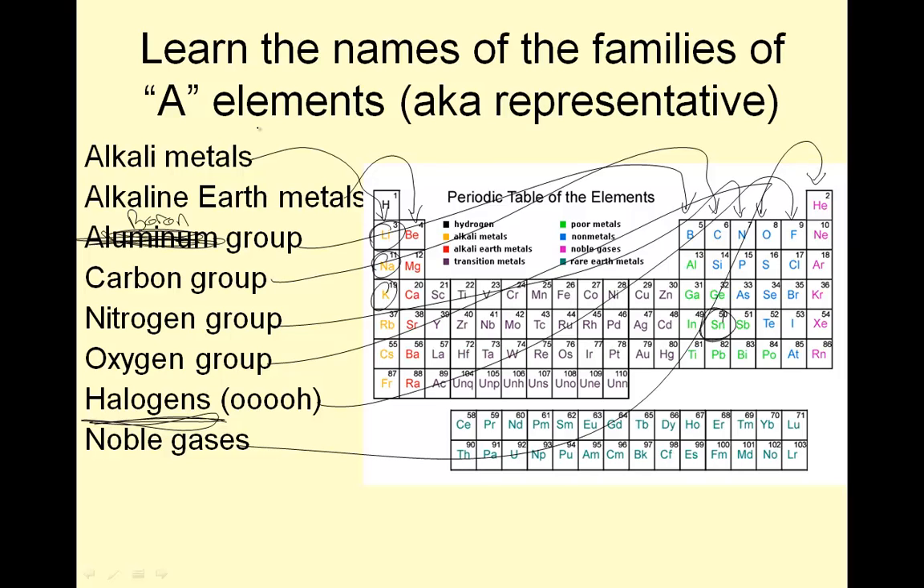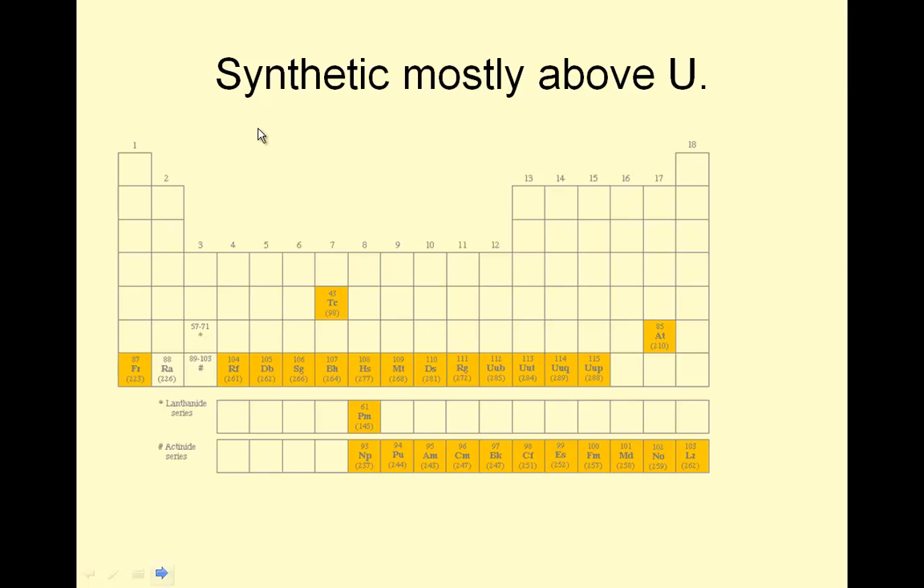So if I said, what family is tin in? You would say it's in the carbon family. That's it. Oh, I better hurry. The bell just rang. Synthetic elements are the ones mostly above uranium. So notice uranium has 92 protons, and that's all you need to know. These are the examples of all of them. More than 92 protons equals synthetic, meaning man-made.